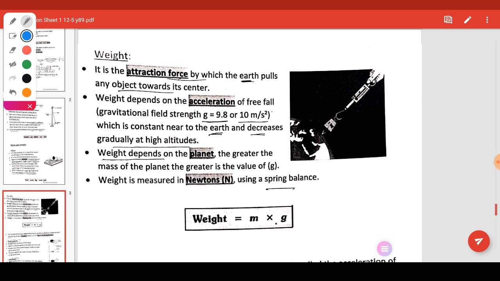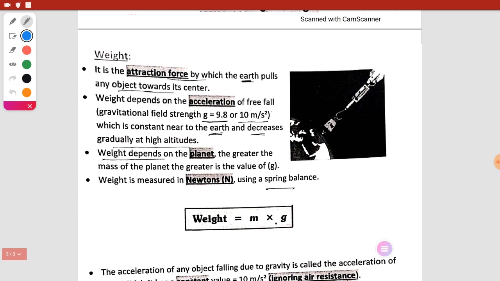Now we know the difference between mass and weight. To differentiate between them, weight is measured by a spring balance, not a sensitive balance. Weight is the attractive force by which the earth pulls any object towards the center. The weight depends on the free fall acceleration, which is called the gravitational field strength, which equals 9.8 or approximately 10 meters per second squared.